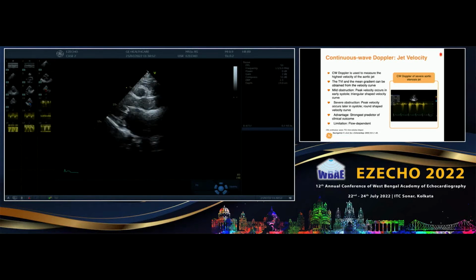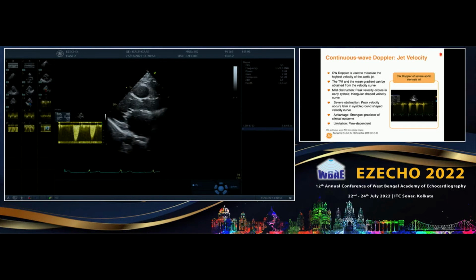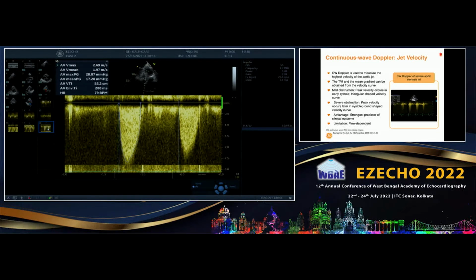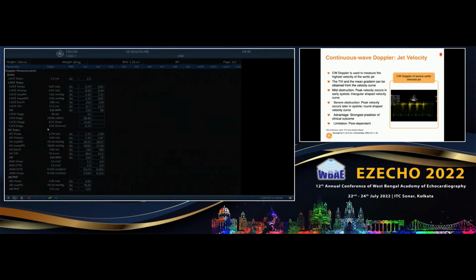If you go into the measurements, in the measurement package, you will have it calculated. Yeah, stroke volume indexed is 28 ml per meter square. So it's a low flow, still a low flow, less than 35. Anything below 35 ml is taken as low stroke volume.